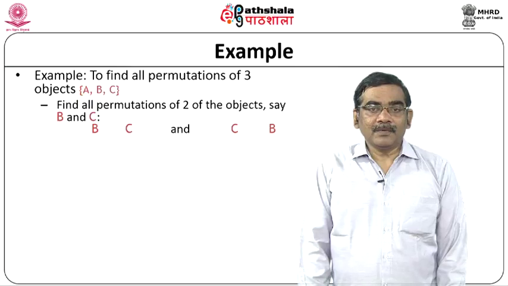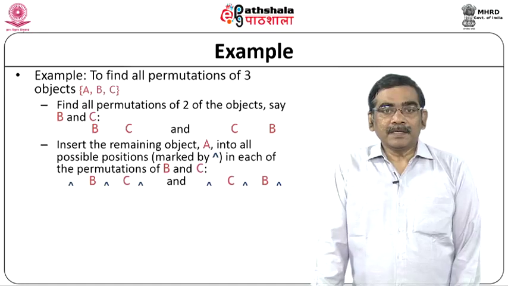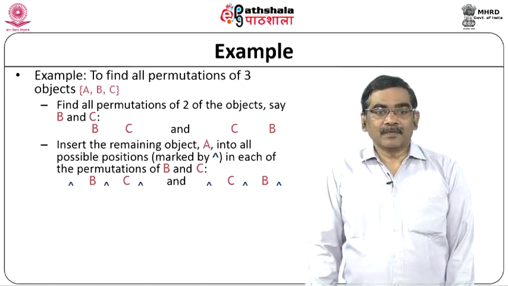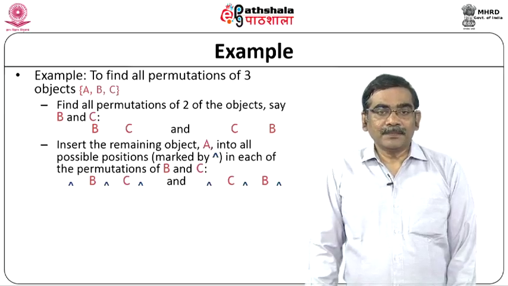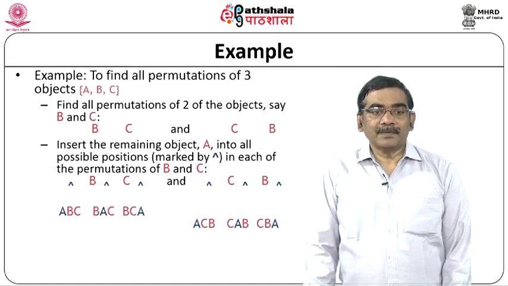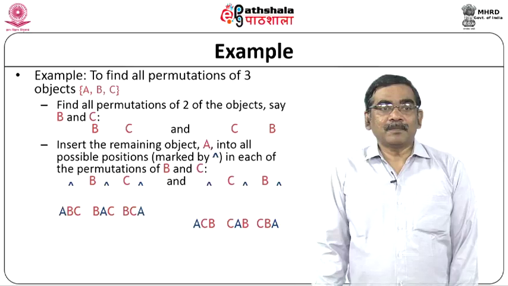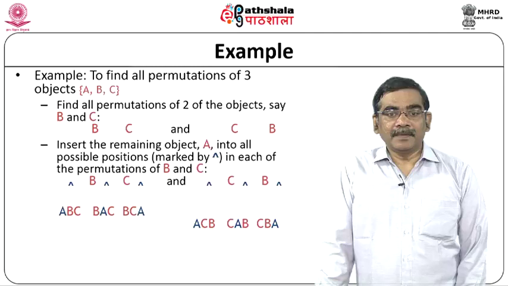This A we have to insert at various positions to get the resultant permutations. For example, these are the positions where I can insert. In B and C, I can insert before B, between B and C, and after C. So, now I am going to insert A into this. If I insert A into this, you can see I am getting permutations like ABC, BAC and BCA.